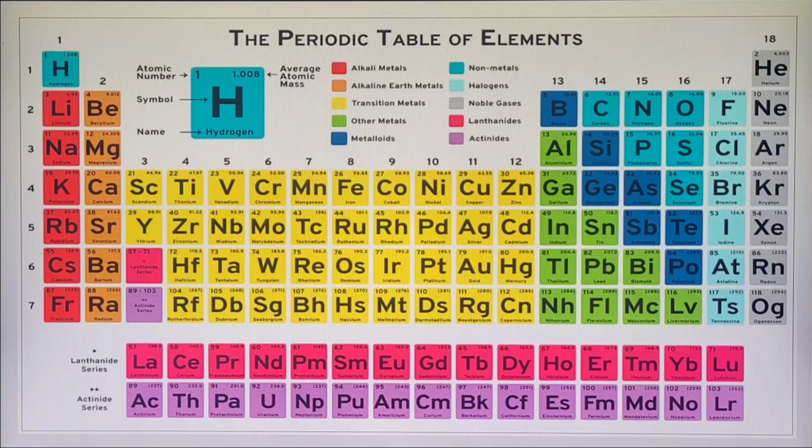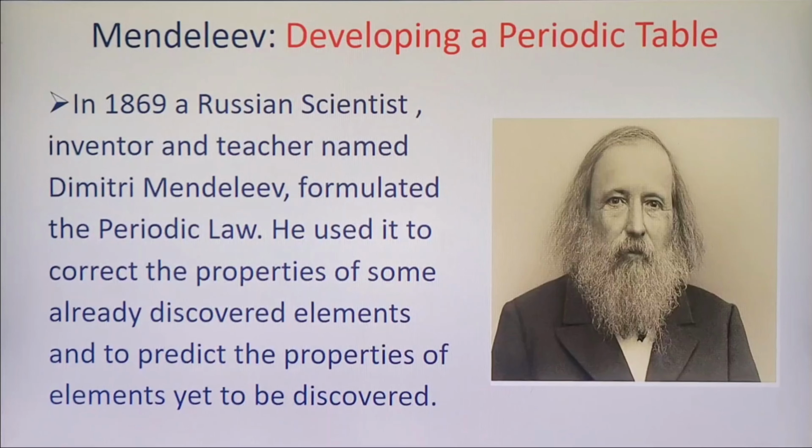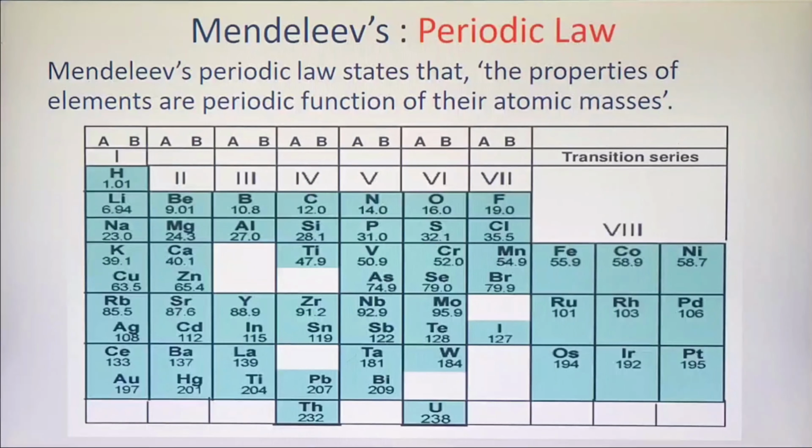So, children, this is what a periodic table looks like. So, the father of periodic table was a Russian scientist. The name of the Russian scientist was Dmitry Mendeleev. So Dmitry Mendeleev is known as the father of the periodic table because he developed a table which he called as the periodic table. It is dependent on a law. Now what is that law called as, children? He named it as Mendeleev's periodic law.